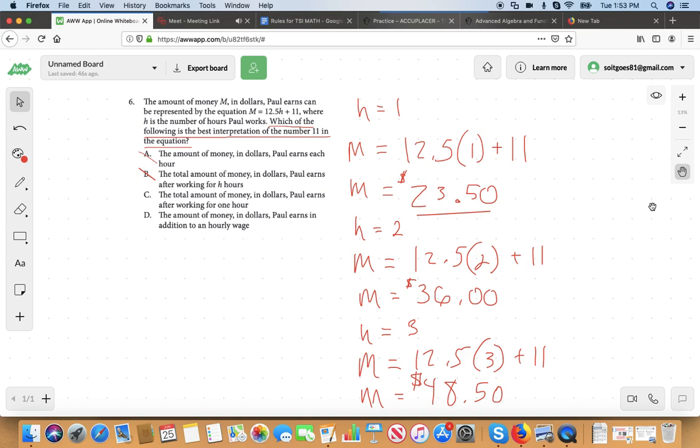But D makes sense because it says it's in addition to an hourly wage. Okay. The amount of money in dollars Paul earns in addition to an hourly wage. So it's like a flat rate. It's like it'll cost you $11 for me to come out, and then $12.50 for every hour that I'm there doing a job. Okay, yeah. Does that make sense? Yes. That's what the 11 is. It's like a flat rate, a service fee, something like that. Make sense?